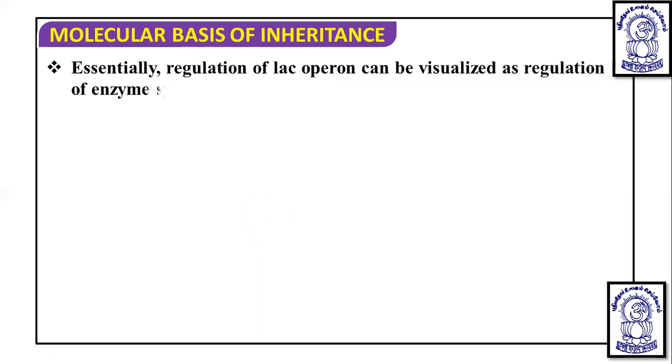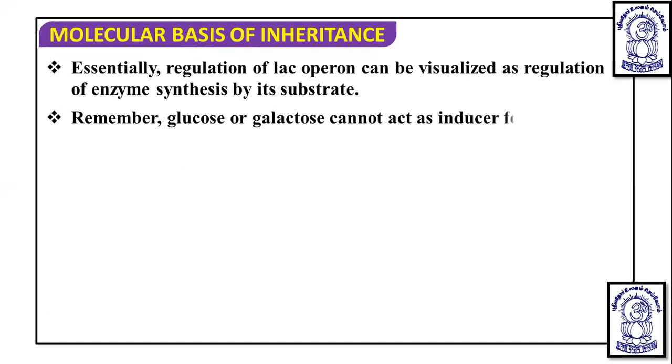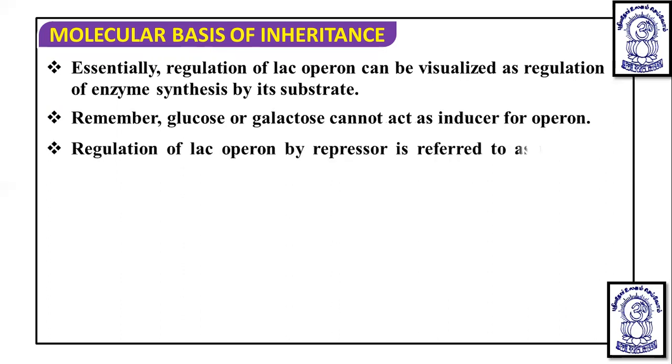Essentially, regulation of lac operon can be visualized as a regulation of enzyme synthesis by its substrate. It means lactose is helping the lac Z, lac Y, lac A genes to express because it is acting as an inducer and not allowing the repressor to bind with the operator. So remember, glucose and galactose cannot act as an inducer for the operon. Lactose or allolactose is going to act.